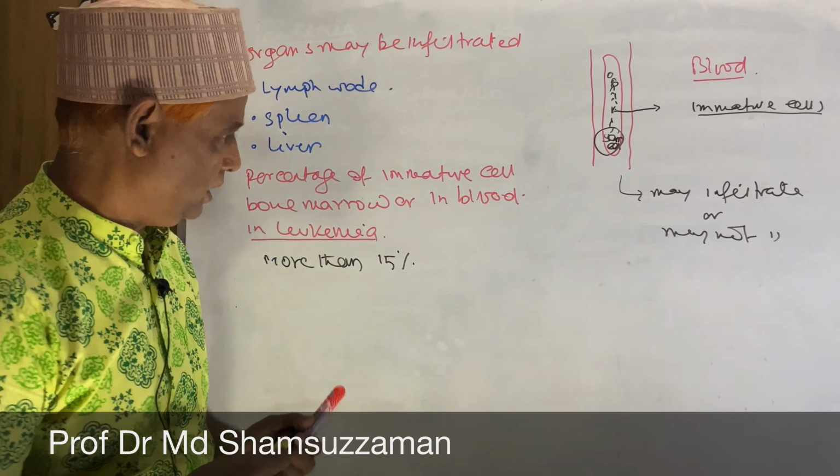Another is chronic myeloid leukemia. It is also called chronic granulocytic leukemia, abbreviated CML, or chronic granulocytic leukemia, CGL.